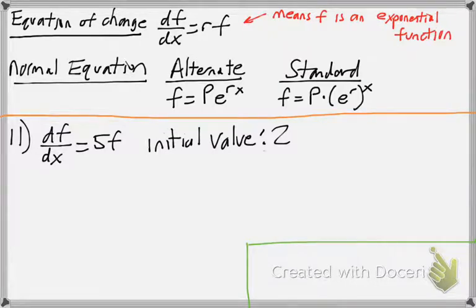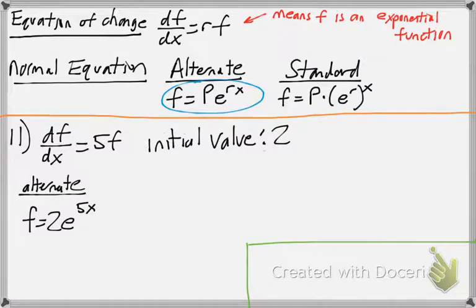So the alternate form, why they label one of them alternate and one of them standard, I don't know. It's kind of just this book's way of differentiating between the two forms. But the alternate would be f is equal to 2e to the 5x. So the 2, which is the initial value, goes out in front. So I am looking at this form right here. And my r value, which is 5, is going to go up there.